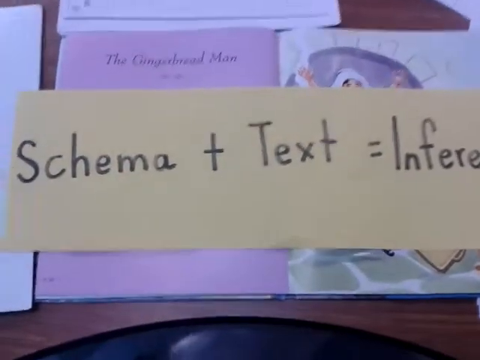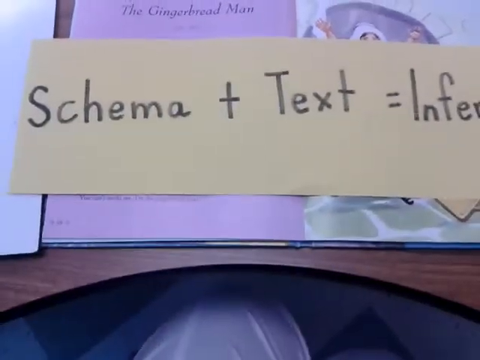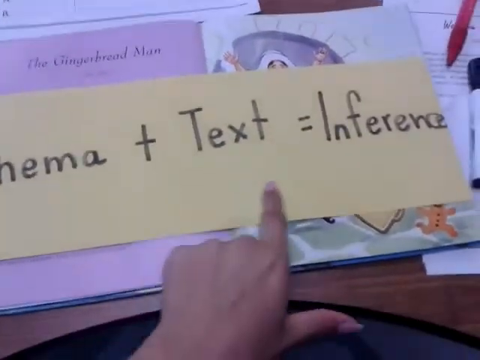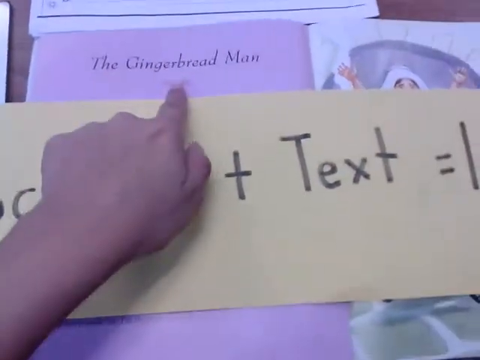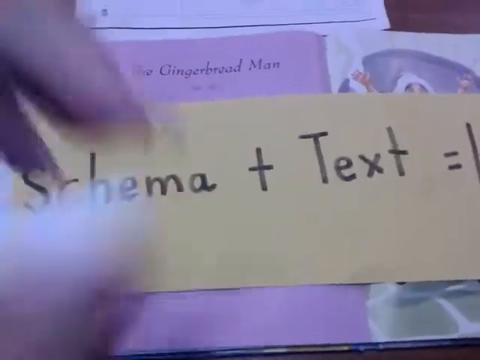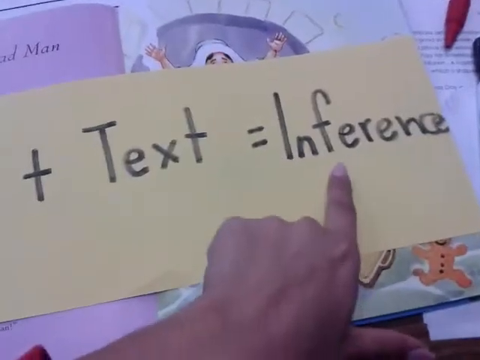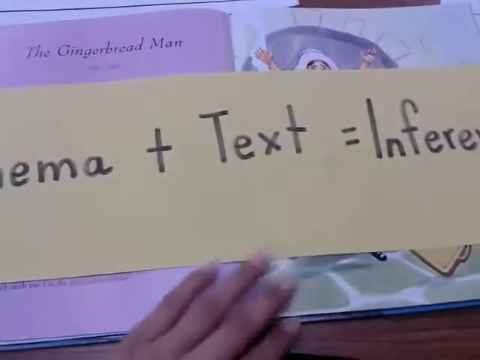During reading today, we will be learning about inferencing. We're going to use our schema plus text, which will give us our inference. And the story that we're going to use is The Gingerbread Man. We already have read The Gingerbread Man, so now we are going to make inferences about a character.